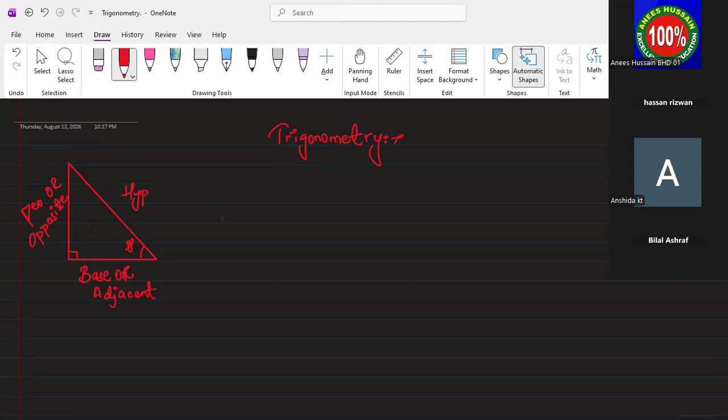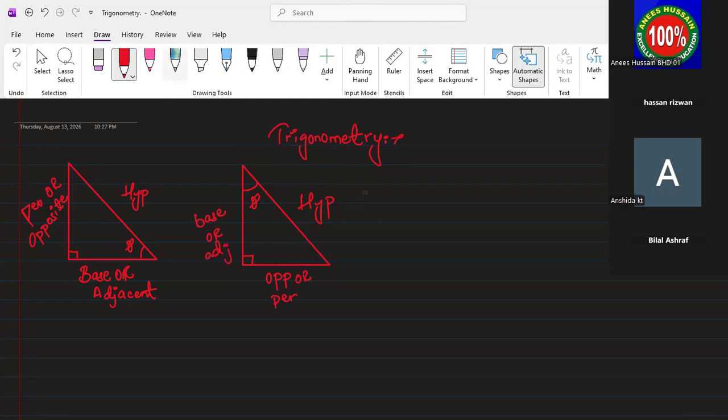right? So now, in case you have another right angle triangle, your hypotenuse always remains the same. And in case this is theta now, the side which is opposite to theta, in this case, is opposite as well as your perpendicular. And now this side becomes the base or adjacent, right?